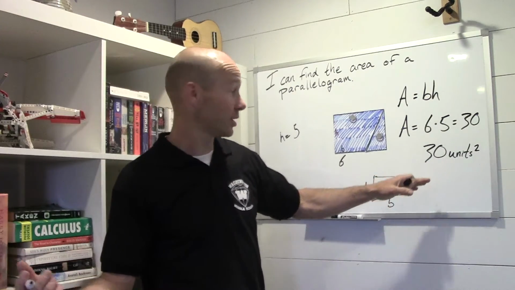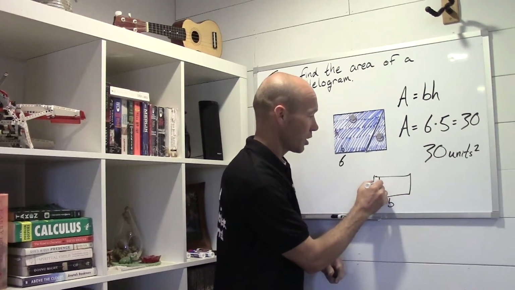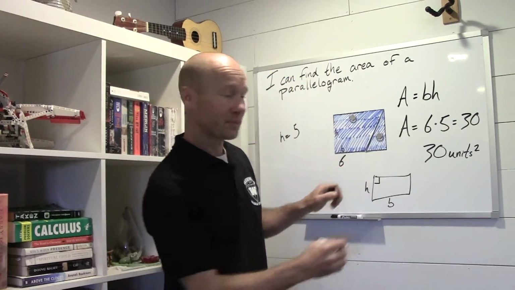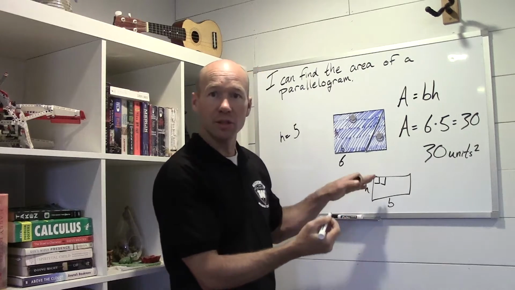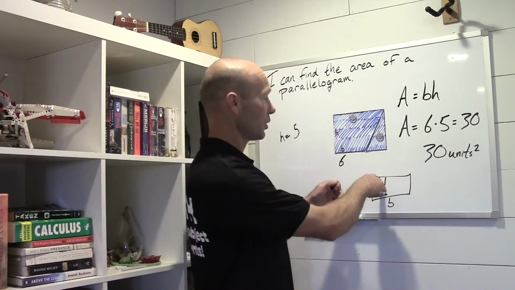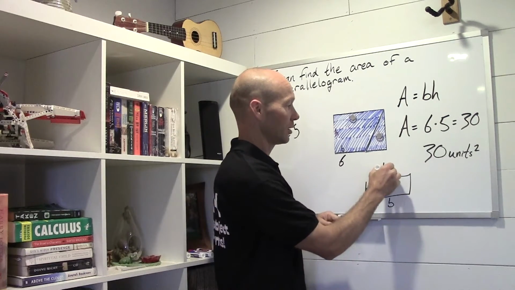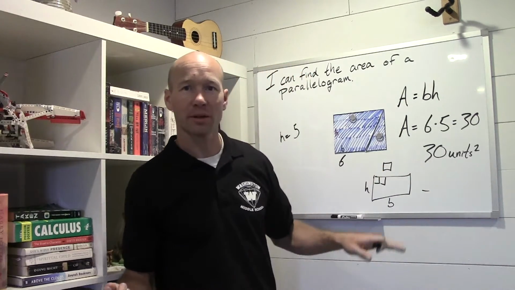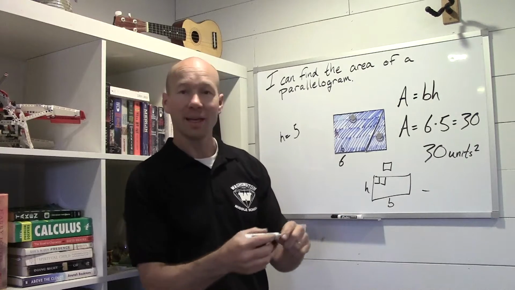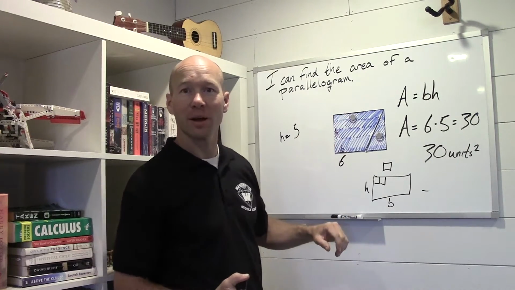Why is it square units? Because we have, just like that, a square and another square, and each of these units is a unit squared. A unit times a unit. So it is a unit squared. We're not talking about just a line, we're talking about a square. And there's 30 of them in this parallelogram.